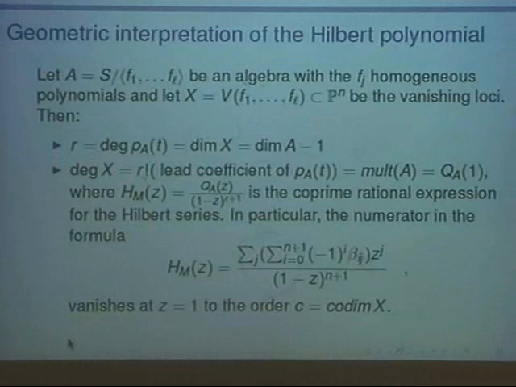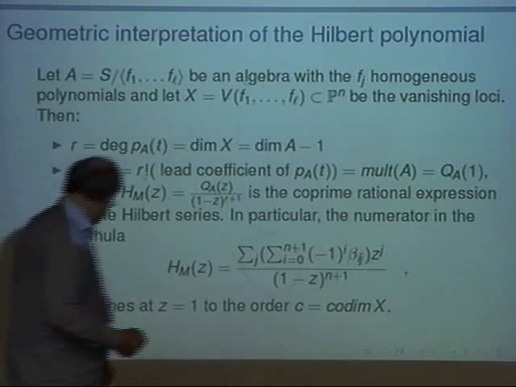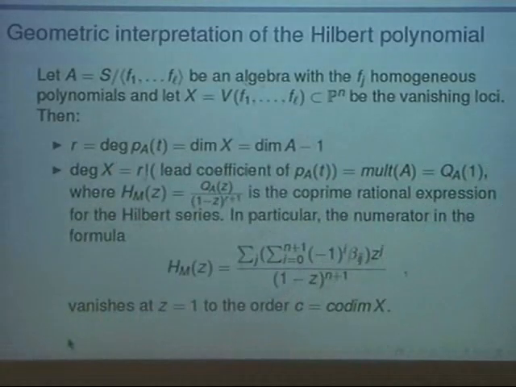a co-prime rational presentation of the Hilbert series will only have (1 minus z) to the r plus 1 in the numerator. And particularly we see that if the original expression for the Hilbert series has this numerator, the numerator vanishes at z equal 1 to the order c, equal to the codimension of X.